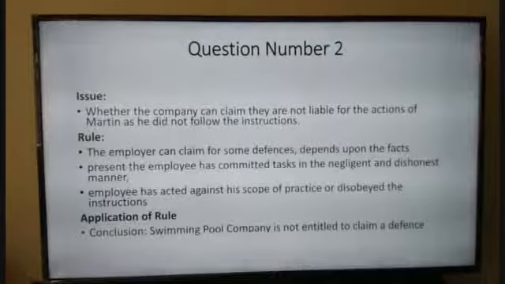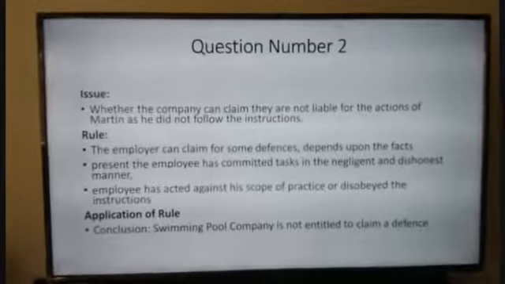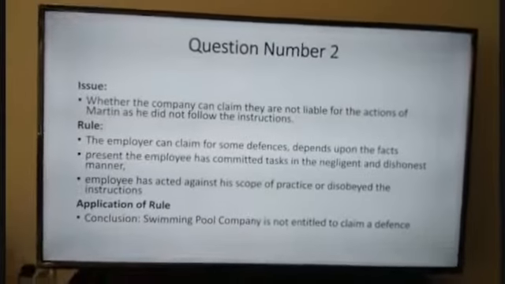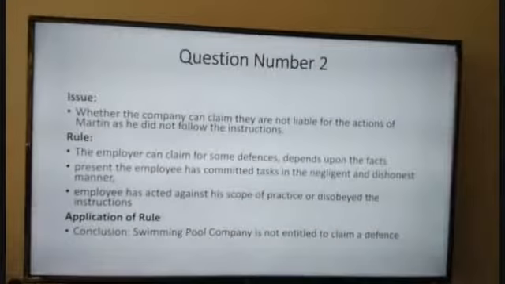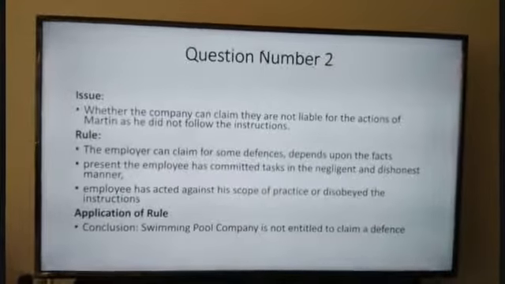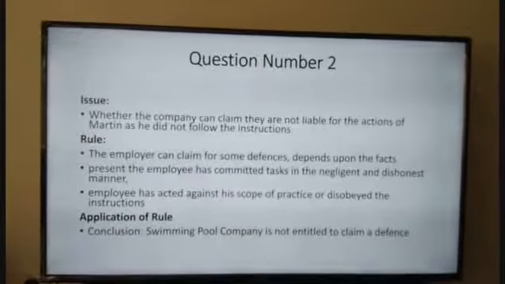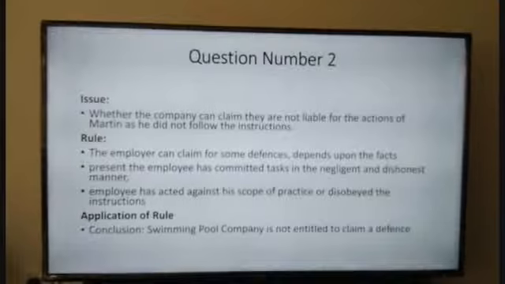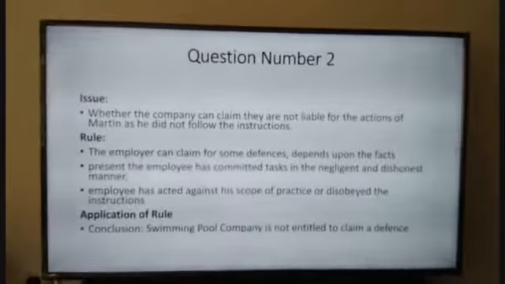Now, I'm going to talk about issue number 2, where the issue is whether the company can claim they are not liable for the actions of Martin as he did not follow the instruction. According to the rule, the employer can claim some defenses on the negligent acts committed by the employees. However, it depends on the facts of the case.